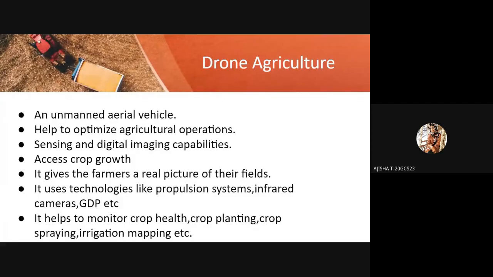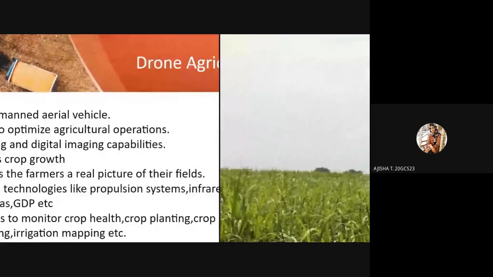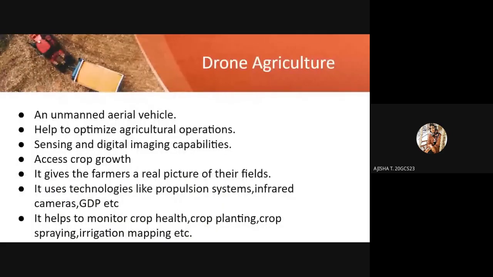An agricultural drone is an unmanned aerial vehicle used to optimize agricultural operations. Sensing and digital imaging capabilities can give farmers a real picture of their fields. These views can assess crop growth. It uses technologies like propulsion system, infrared cameras, GPS, etc. It helps to monitor crop health, crop planting, crop spraying, irrigation mapping, etc. Hence, drone technology is one of the important technologies used in agriculture. So now, let me show you a picture of an agricultural drone. Have a look at it.